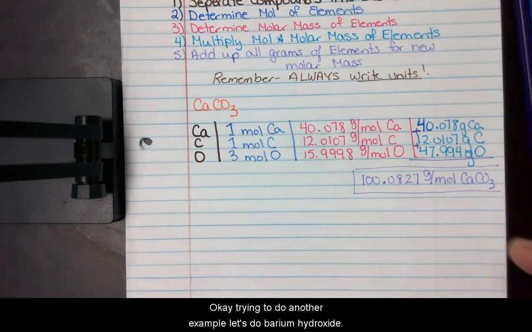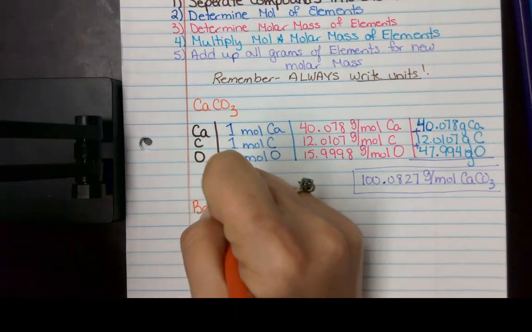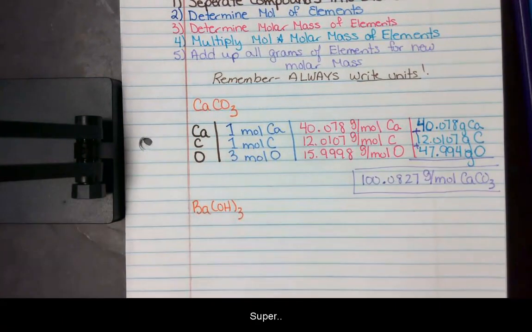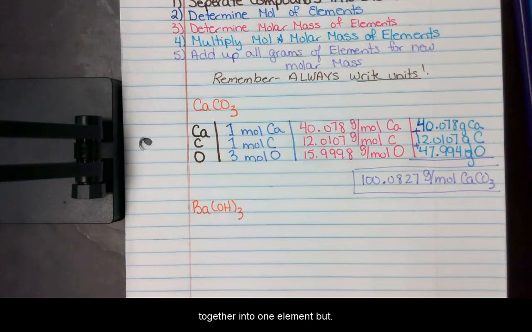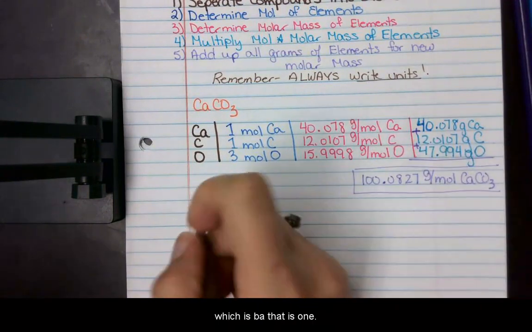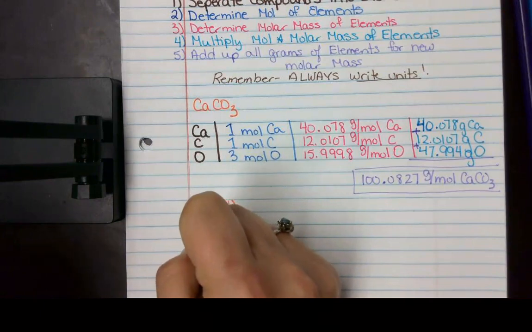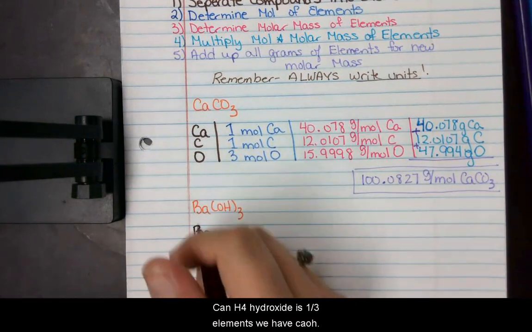Okay, let's try another example: barium hydroxide. So for barium hydroxide, remember the first step is to separate compounds into elements. And hydroxide, or OH, everyone wants to put together into one element, but it's two capital letters, so it's two elements. So we have barium, which is Ba, that is one element. O is a second element, and H for hydroxide is a third element.